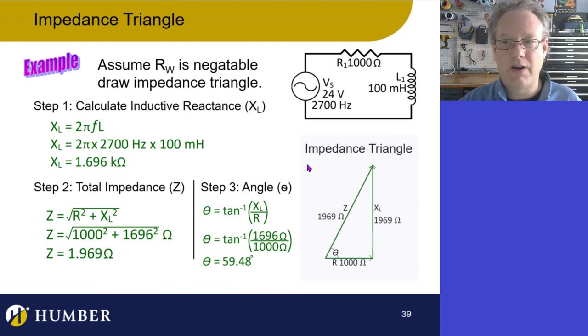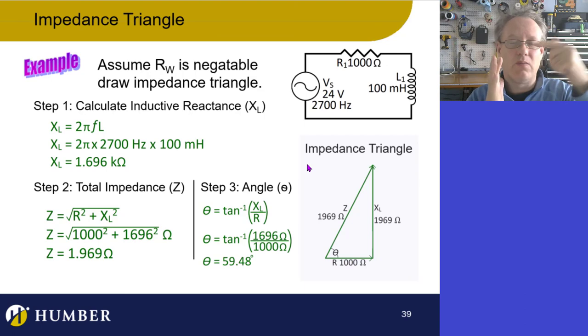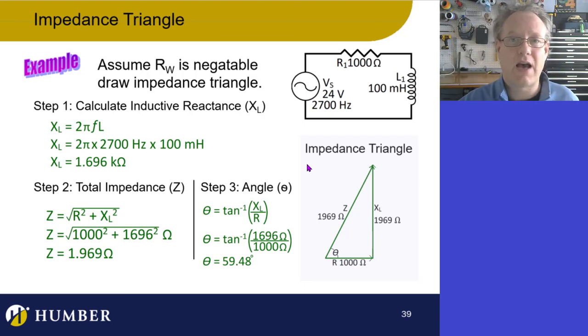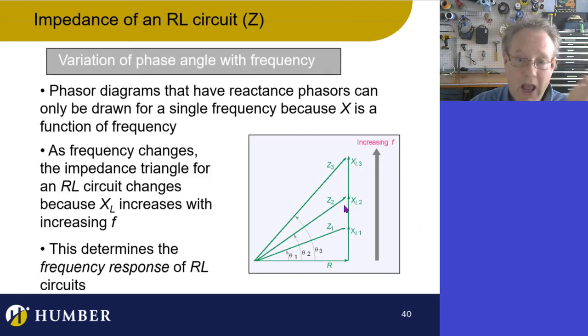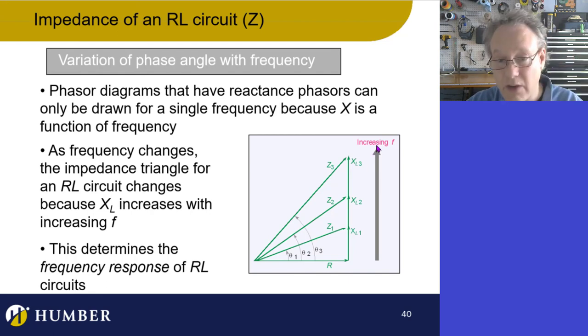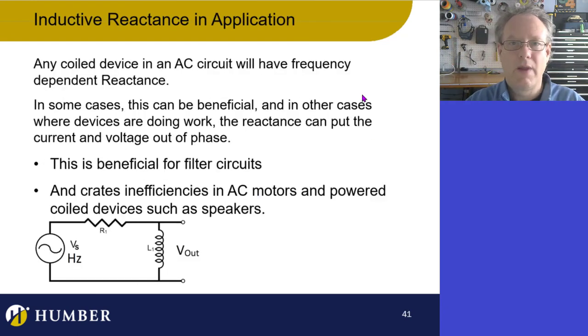I want to move forward to taking a look at the impedance of an RL circuit, and the fact that my line goes up as opposed to going down. When we had capacitive reactance, our triangle went down, and when we have inductive reactance, it goes up. And it goes up if the frequency increases. So as we know, in this case, as the frequency goes up, the inductive reactance goes up as well, as opposed to going down. There you go.